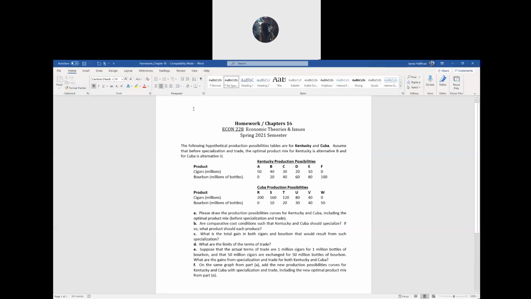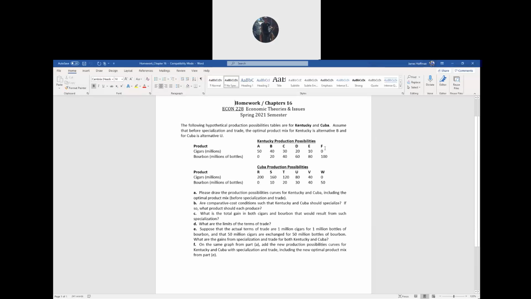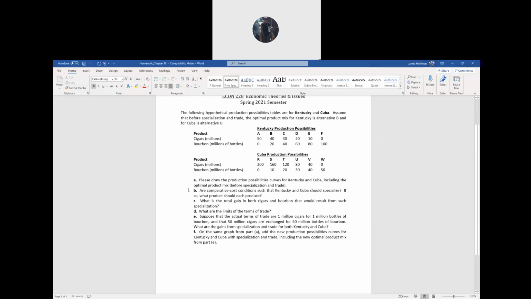Okay, so here we go. This is, without the answers, another one just like we went through in the two big examples. You can use those to refer to the steps. But here's your homework for chapter 16. You have a production possibilities table for Kentucky and Cuba, and they have different alternatives for cigars and bourbon, and these are the different conditions they can produce at before. So you're going to go through and plot the initial curves. You're going to find who has a comparative advantage in what.